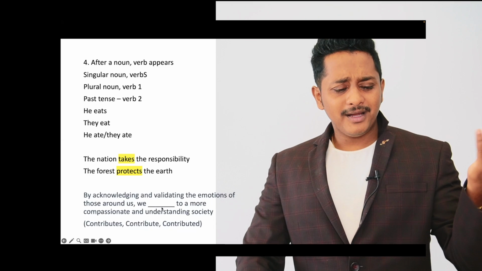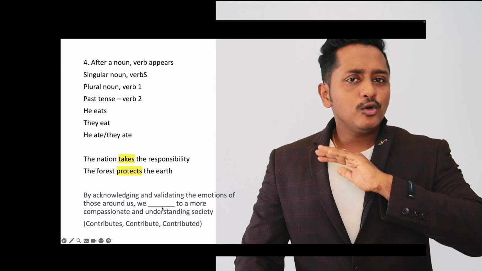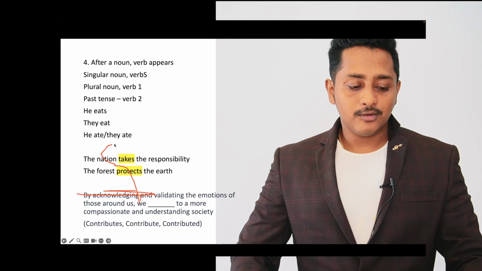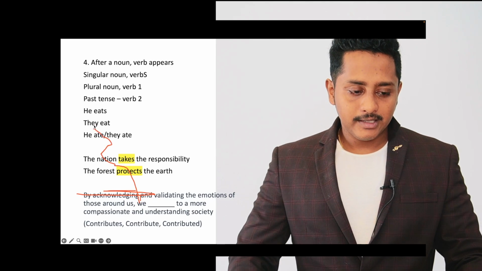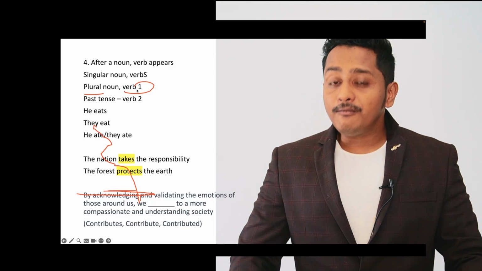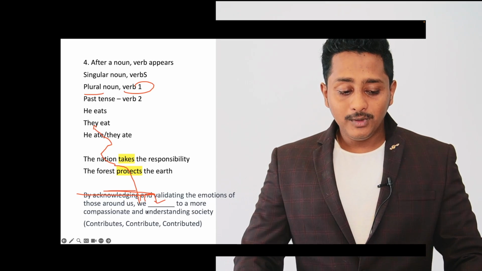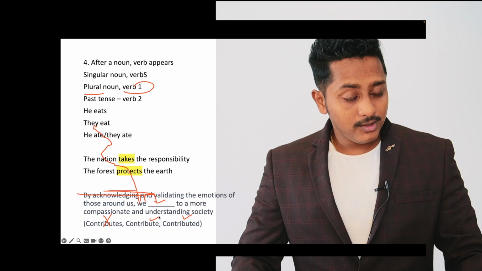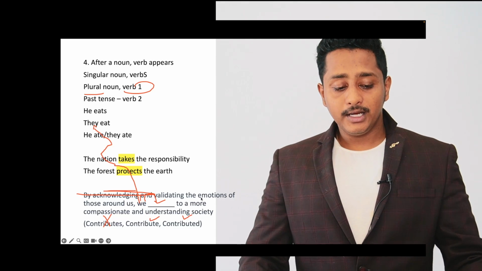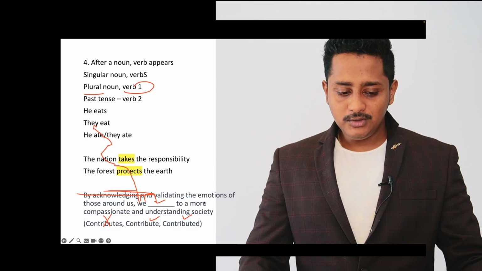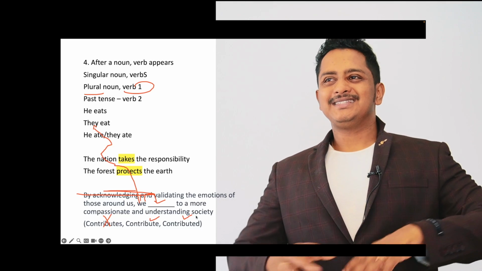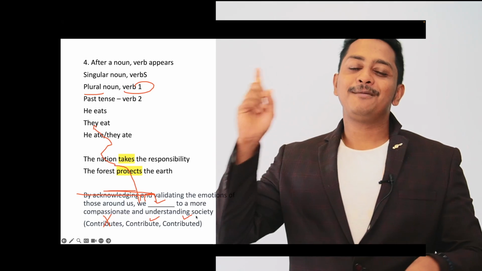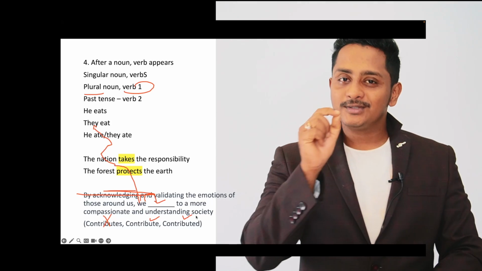No need to read it. By acknowledging and validating... No, don't read. We is what? We is like they, Nakul. We is like they. After a plural noun, the base verb will come. We contributes cannot come, Nakul. Contributed can come. Contribute can come. By acknowledging and validating the emotions of things around us, we dash to a more compassionate world. This is a fact. Correct? It is not an event happening in the past.